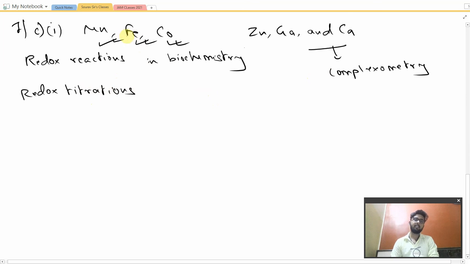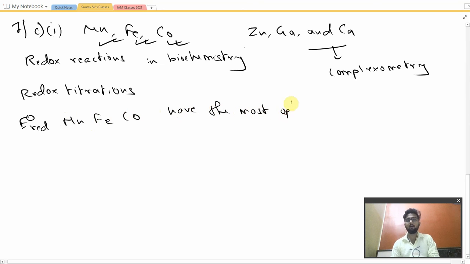Okay, so why do redox reactions in biochemistry involve more of Mn, Fe and cobalt? This is because the main factor, that is E naught, the reduction potential of all these three, Mn, Fe and Co, has the most optimum value, so that they can undergo redox reactions quite easily, be it in any kind of environment. Okay, so this is the layman term in which we have to explain the answer.